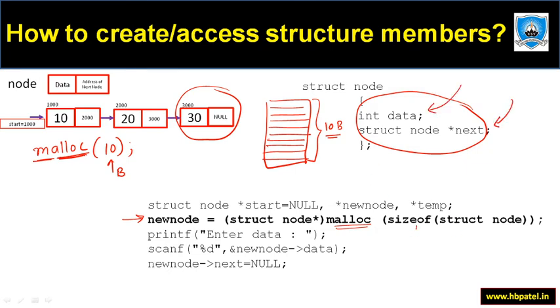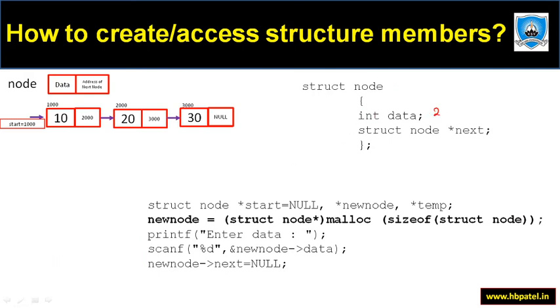For that there is an operator called sizeof. So I'm going to specify node type of structure. Now node is having two members. Let's say the integer requires 2 bytes and the pointer requires, let's say, 4 bytes, for example. Then 2 bytes plus 4 bytes, total is 6 bytes. So this sizeof operator will return 6 bytes. Now the malloc function becomes something like this: malloc in brackets 6.